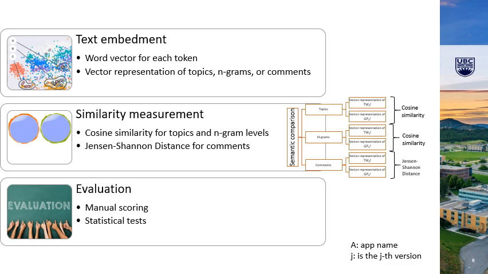Then we basically use 2 similarity metrics. We use the cosine similarity for topics and n-grams, and for the n-grams we consider bigram, trigram, and 4grams to find out how similar they are. And then to find the comment similarity, we use Jensen-Shannon distance on the extracted topics for each comment. And finally, we evaluate the results using manual evaluation, and we also use some statistical tests.